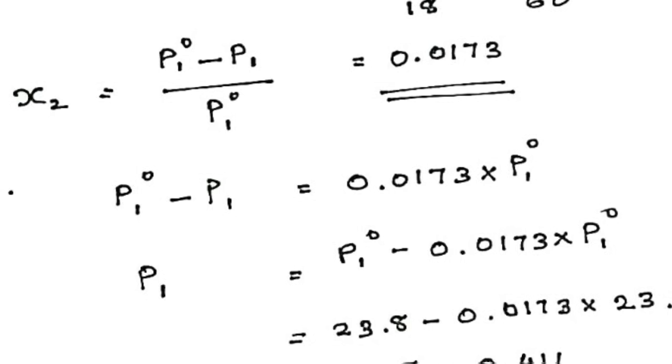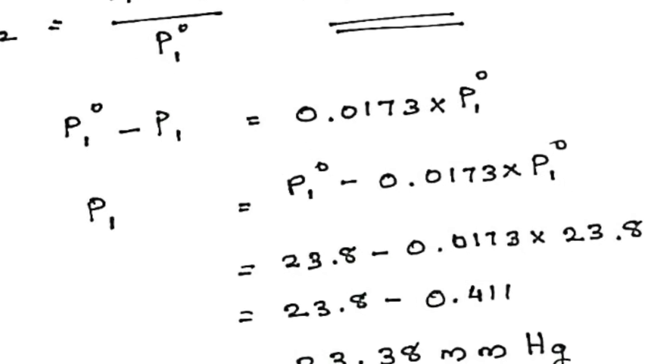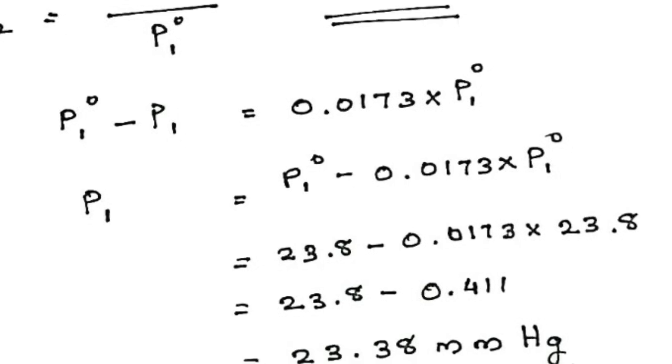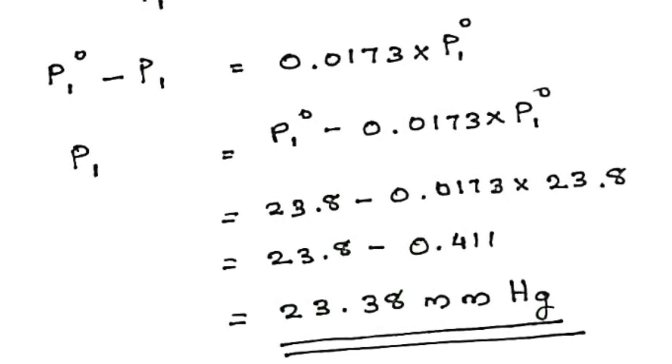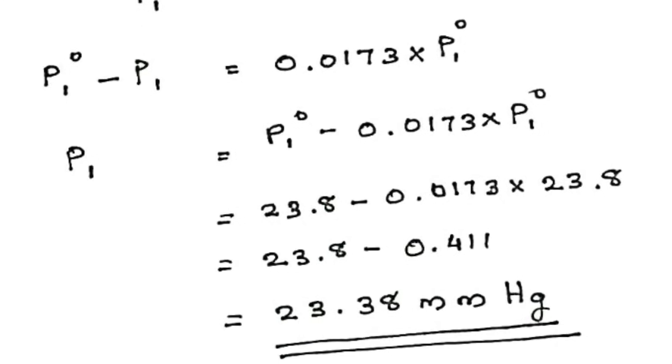Then we can substitute the value of P1⁰ as 23.8, which is already given. Substituting that value, you will get 23.8 minus 0.0173 into 23.8, which is equal to 23.8 minus 0.411, and on calculating, your P1 value should be 23.38 millimeters of mercury.